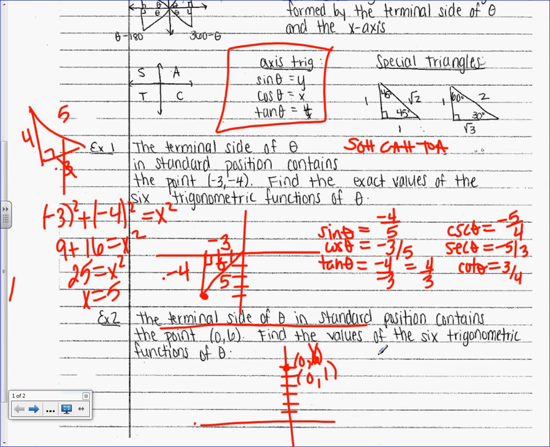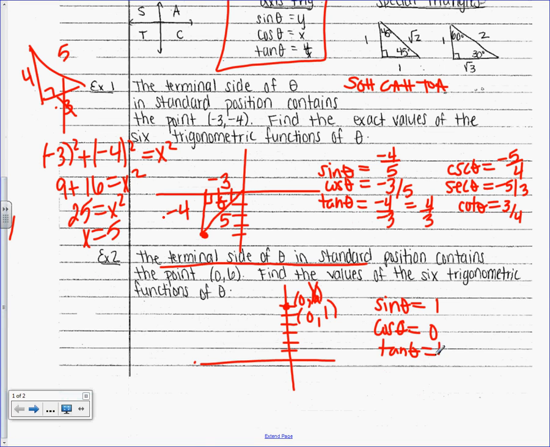So sine of theta, we got sine, cosine, and tangent. If you memorize it, which you have to, sine is equal to the y value. What is sine of theta here? 1. Cosine is equal to the x value. What is it here? 0. Tangent is equal to y over x. What is y over x here? 1 over 0, which is undefined.